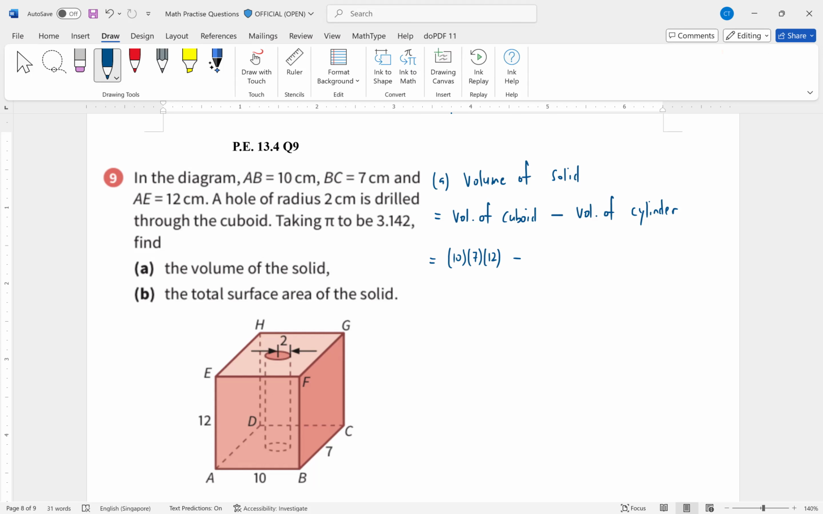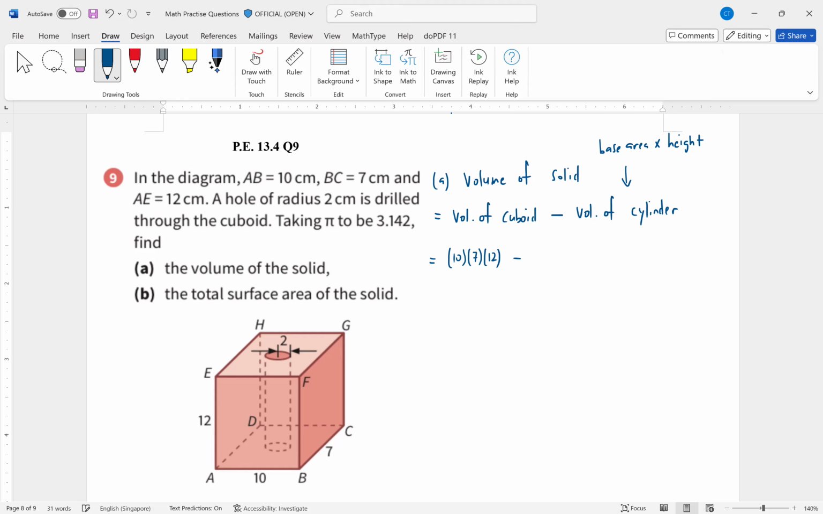If you recall, the cylinder is actually a prism, but the base is a circle. So for the volume of a prism, we will take the base area of that prism, which is now a circle, and then multiply by its length or its height. In this case, the height of this cylinder is actually 12, the same height as the cuboid. So recall volume of cylinder would be the base area times the height.